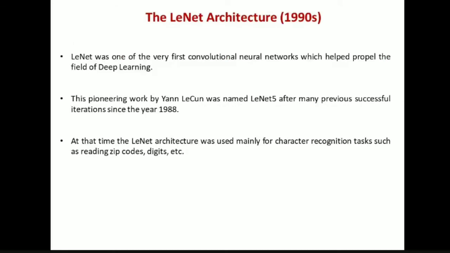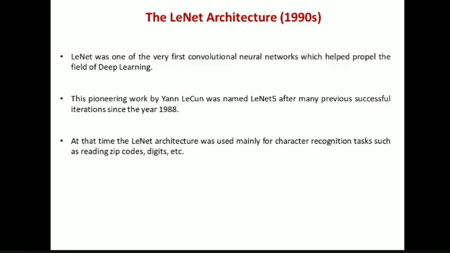Let us now discuss the first and foremost convolutional neural network, which is nothing but the LeNet architecture. It was finalized in the early 1990s. Let us now see the history of this LeNet architecture. LeNet is one of the first convolutional neural networks which helped the field of deep learning to go at a faster pace. The work was done by a scientist called Jan LeCun, and on the basis of his name the LeNet architecture has been named.